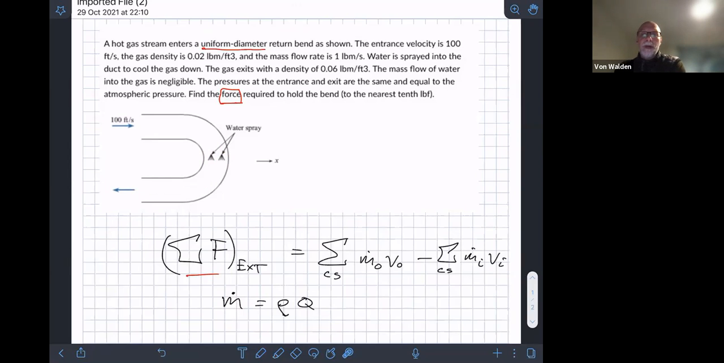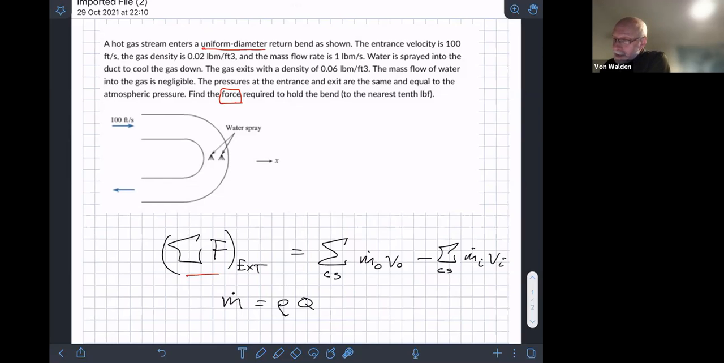So in actuality, it's a pretty simple problem because there's no pressure at either of the ends of the tube, because it's at atmospheric.